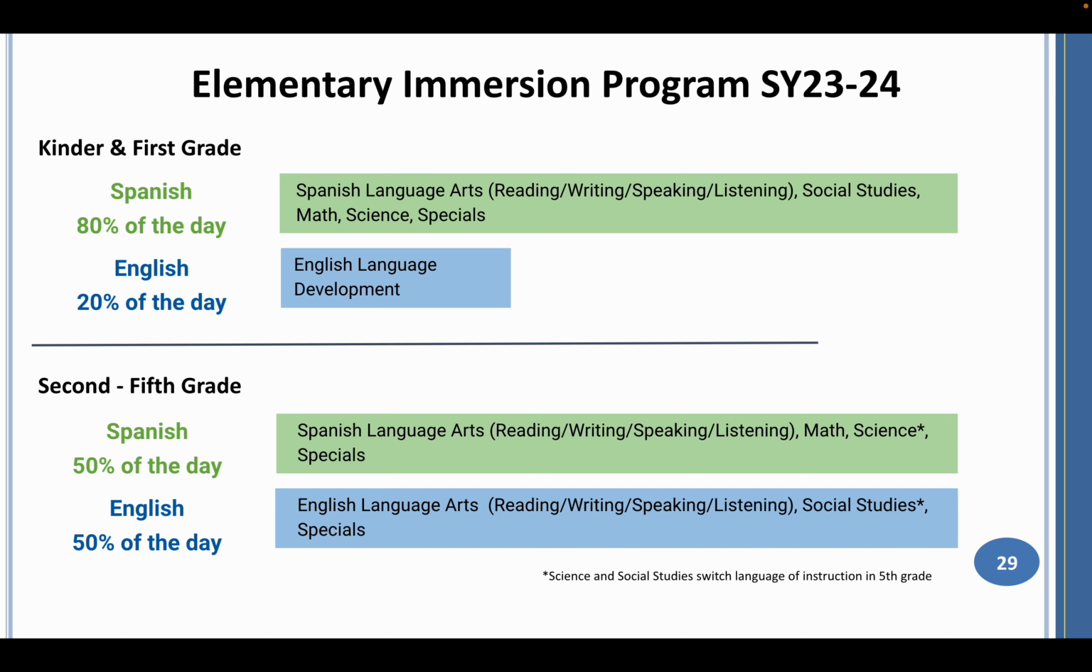Second through fifth grade, which is still implementing the 50-50 model this year, Spanish includes Spanish language arts, math, science, and specials, and English is for English language arts, social studies, and specials. We want to note that science and social studies switches language of instruction in fifth grade. So social studies is taught in Spanish in fifth grade, and science is taught in English in fifth grade.